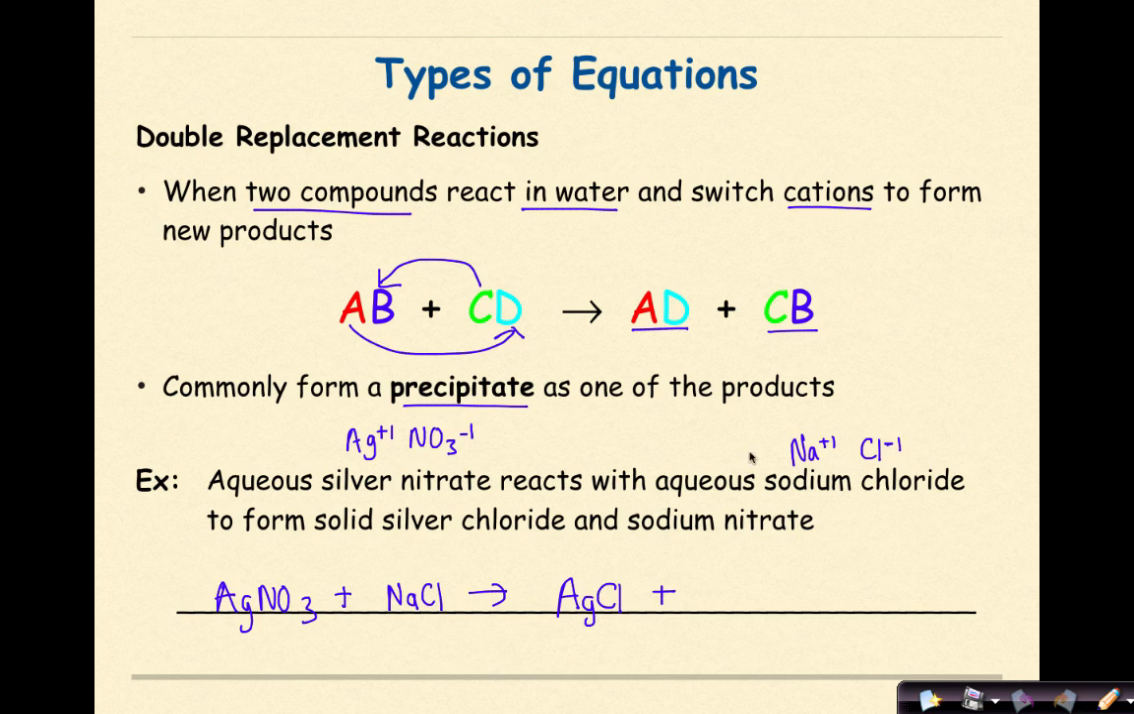Sodium is Na plus 1, nitrate is NO3 minus 1. Those charges are going to cancel, and we're going to get NaNO3. I look at everything: 1 Ag, 1 Ag, 1 NO3, keep the polyatomic together, 1 Na, 1 Na, 1 Cl, 1 Cl. Hey, those are balanced. I've got a balanced equation representing a double replacement reaction.